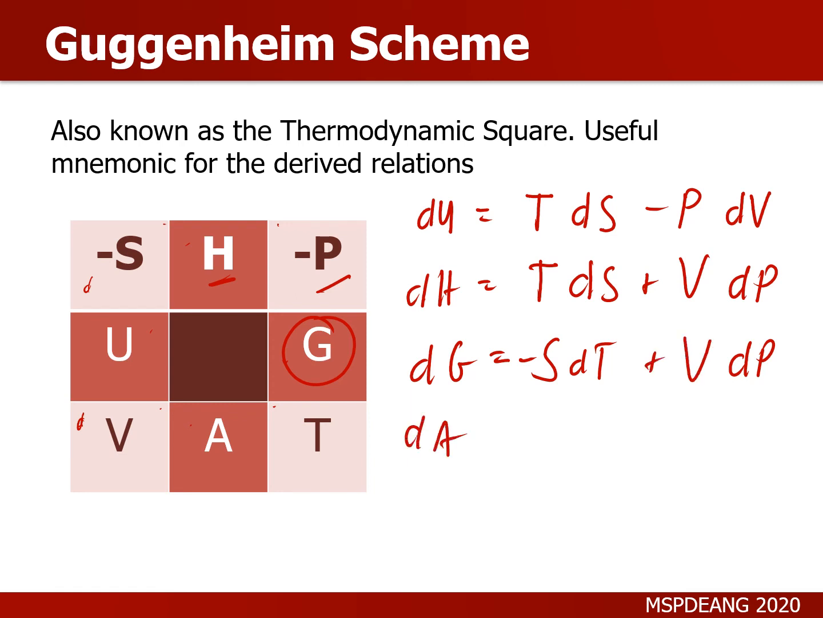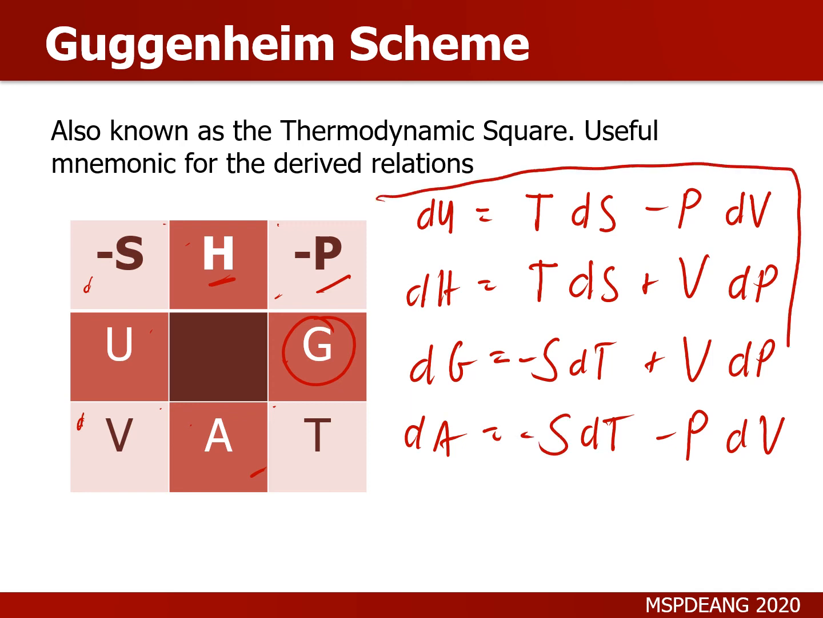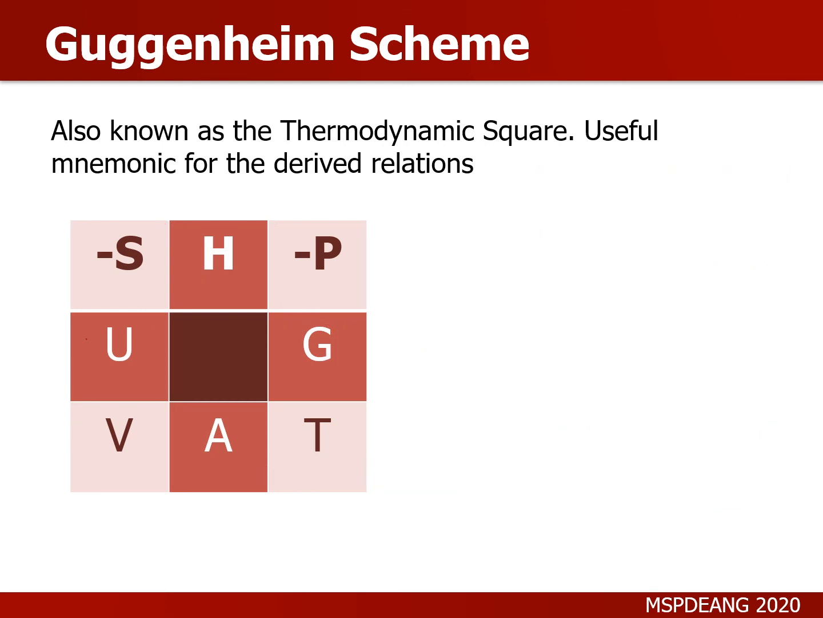And the same for A. dA is equal to, we have dT, we have dV. The opposite of V is negative P dV. The opposite of T is negative S, so negative S dT. So from here, you can now have your four fundamental property relations. Next up is our fundamental groupings.